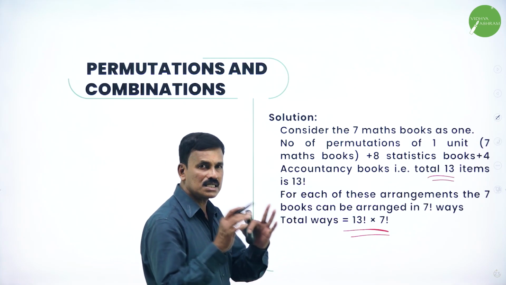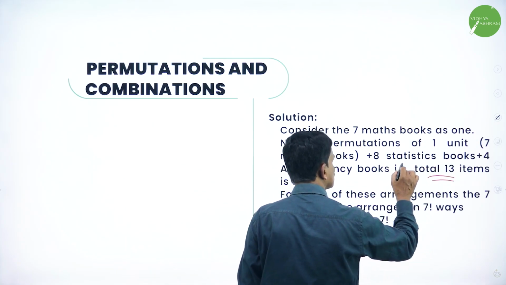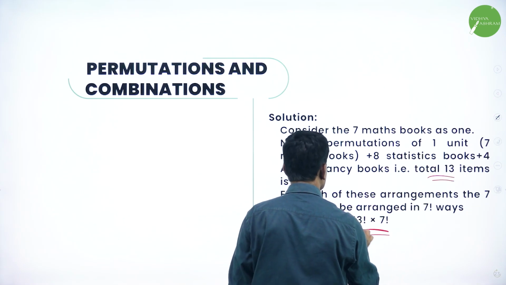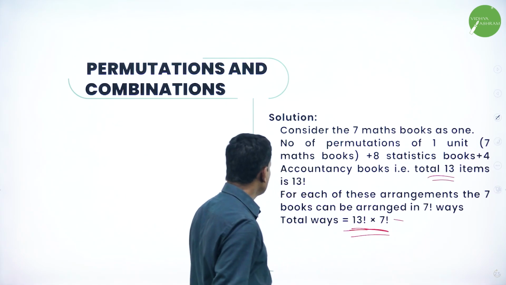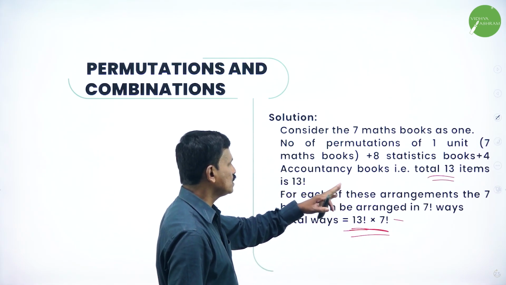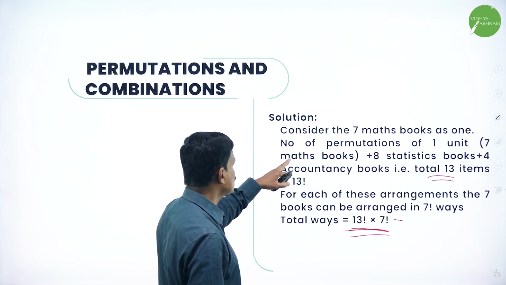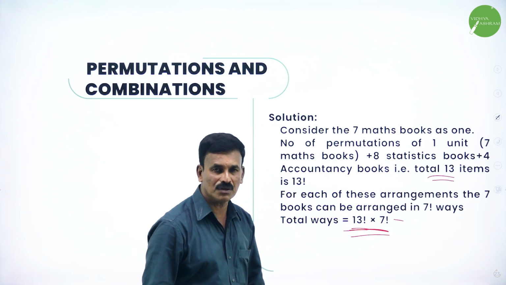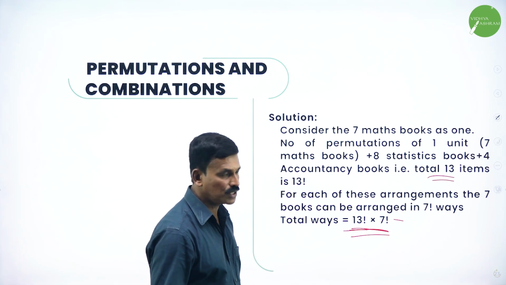So let us consider all the mathematics books as 1 unit. Then there are 8 stats books and 4 accountancy books. 8 plus 4 plus 1 is nothing but 13. And how many mathematics books? 7. So for each of the arrangements, the 7 books can be arranged in 7 factorial ways. So the first one is 13 factorial, another one is 7 factorial. Therefore, the total number of arrangements is 13 factorial into 7 factorial.